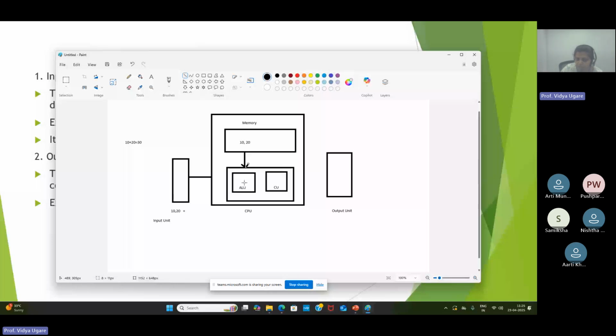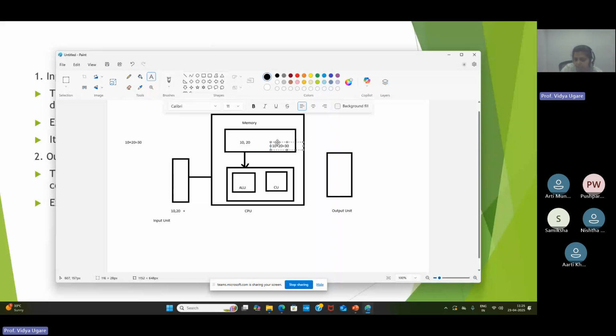So now here, what is happening? The arithmetic unit is performing 10 plus 20. Now, when it is performing, the result is calculated. That is 10 plus 20, the result is 30.